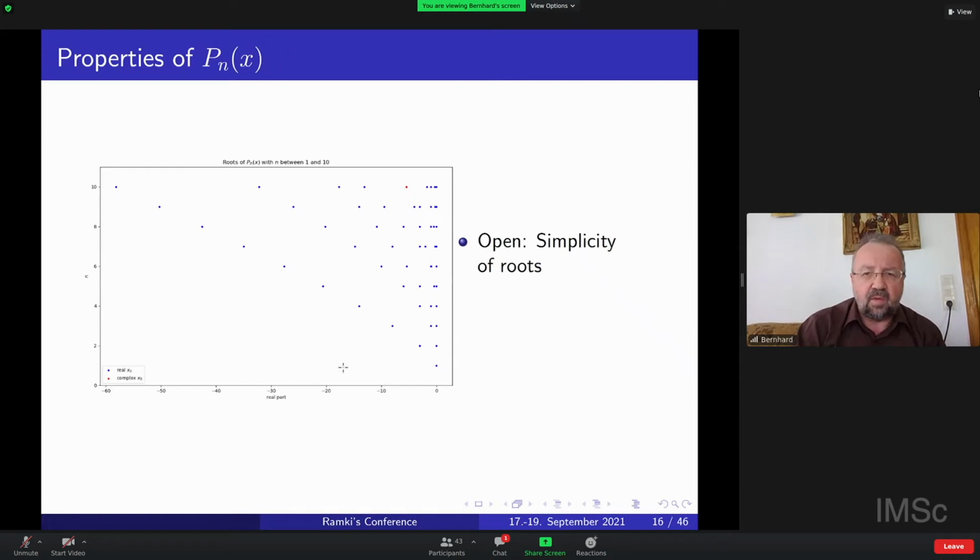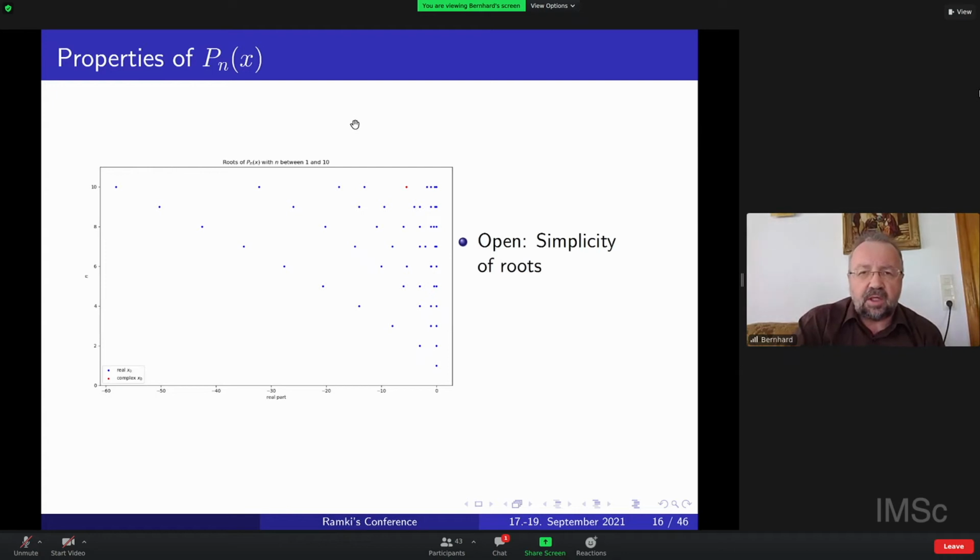For example, when you go to the first 10 polynomials, here you have the roots. In the case n is equal to 10, it's the first case when a complex root appears. Again, there's no blue dot at -24, that's actually what Lehmer is saying.